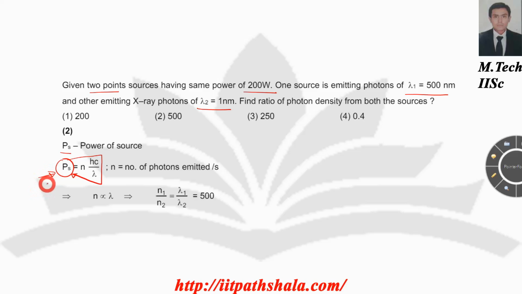Write it down. So here I can see that if everything is constant, my P is constant, my h is constant, my c is constant, then n is directly proportional to lambda. Take the ratio and you will land up with the following expression over here.